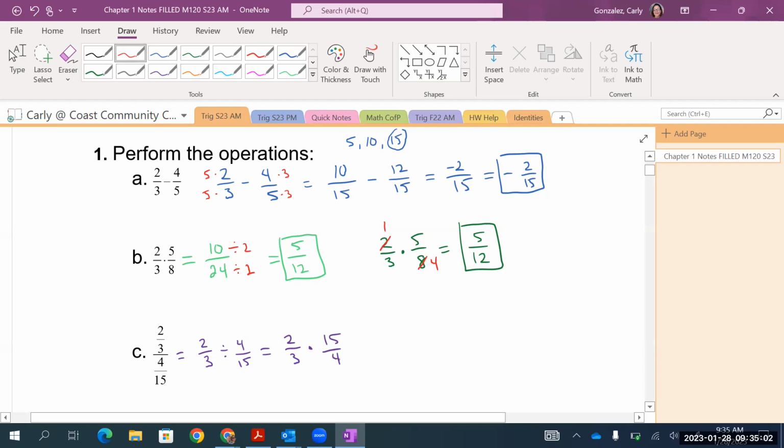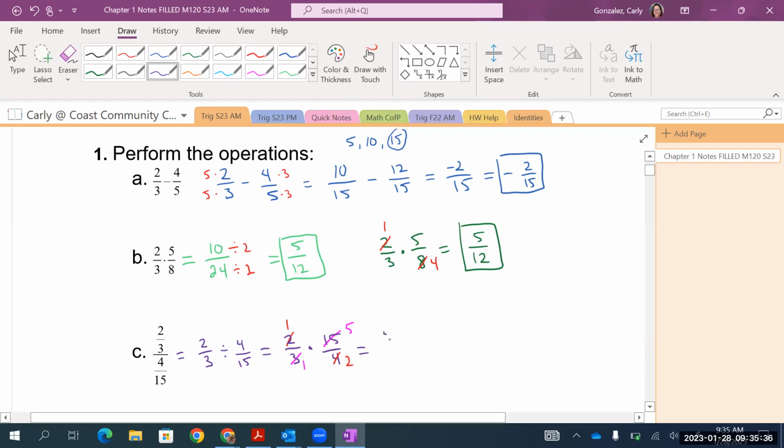So 2 and 4 can both be reduced by 2. So we can go 2 divided by 2 is 1, 4 divided by 2 is 2. Similarly, 3 and 15 can both be reduced by 3. So I will divide them both by 3. 15 divided by 3 is 5, and 3 divided by 3 is 1. Now I'm ready to multiply straight across.